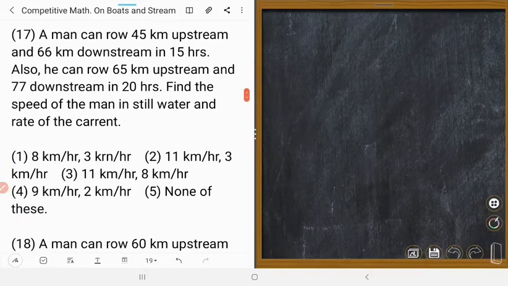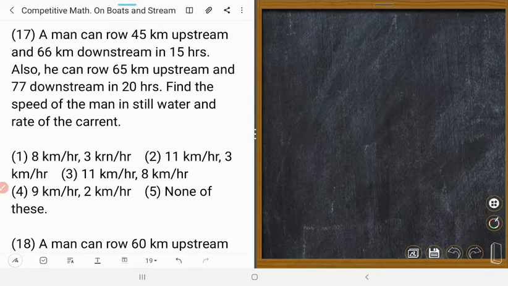A man can row 45 kilometers upstream and 60 kilometers downstream in 15 hours. Also, he can row 65 km upstream and 77 km downstream in 20 hours. Find the speed of the man in still water and the rate of the current.